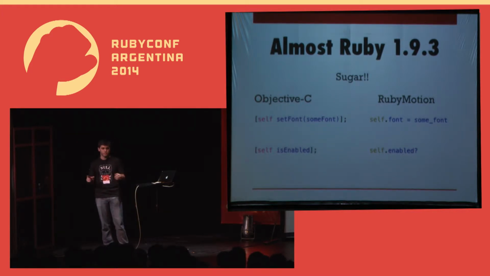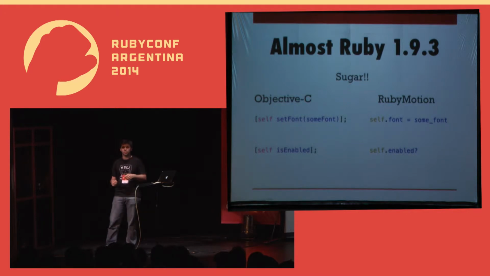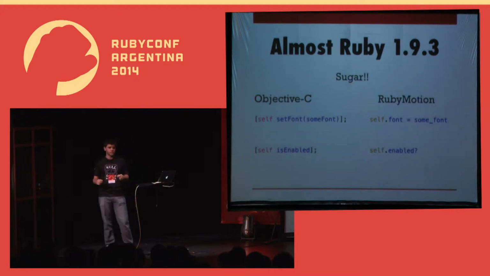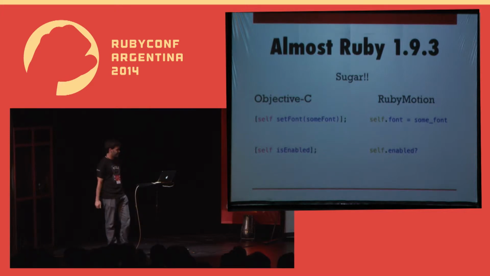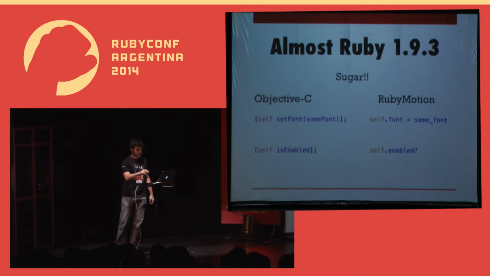In Objective-C they used set font and other set something. In RubyMotion they are written as equal to and the same as is something. In RubyMotion it can be written as something question mark, and so the code is more robust, if we may.